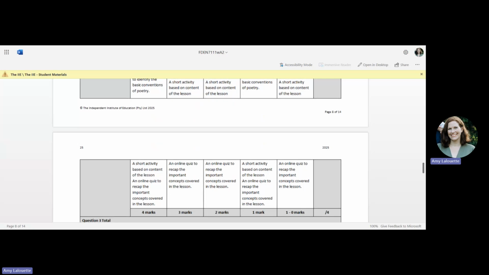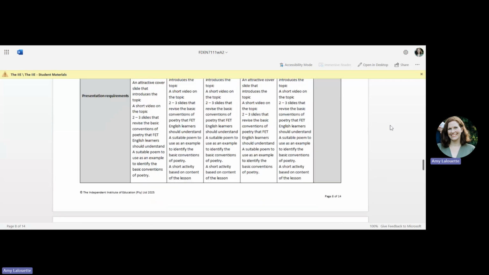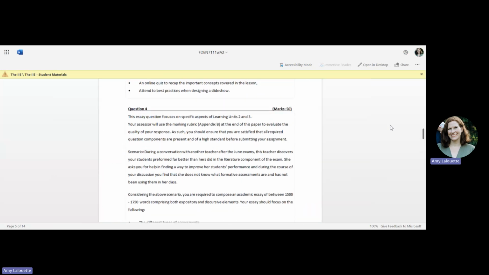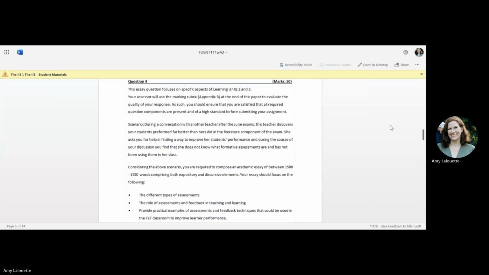You might realize that sounds familiar because it's exactly what the question asks you to do. So what we are doing is we're checking you've actually done every single element that you've been asked to do in the question. And that includes things like 2 to 3 slides, not 5 slides, not 6 slides on the convention. Okay, so that's question 3. Question 4 is the essay question.